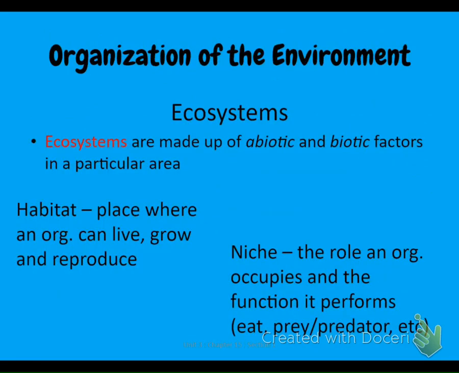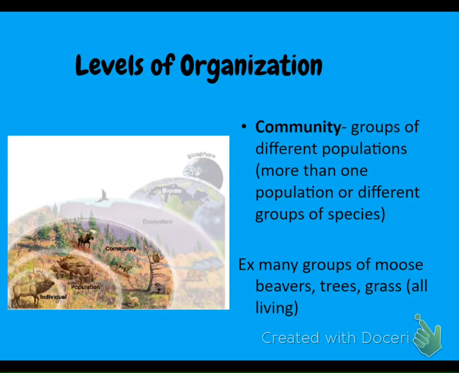So let's jump forward to ecosystem. Ecosystems, don't write down yet, tilt your screens. Ecosystems are made up of biotic and abiotic factors in an area. So the community was made up of living things. The ecosystem is made up of living and non-living things. So ecosystems are biotic plus the abiotic. It is all the stuff in the community plus all the non-living things.